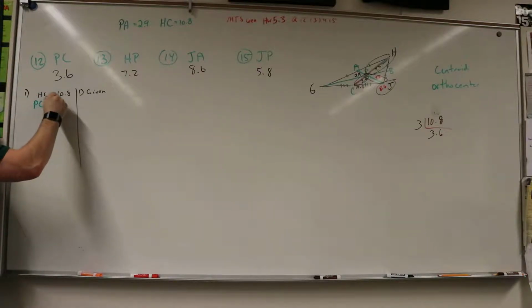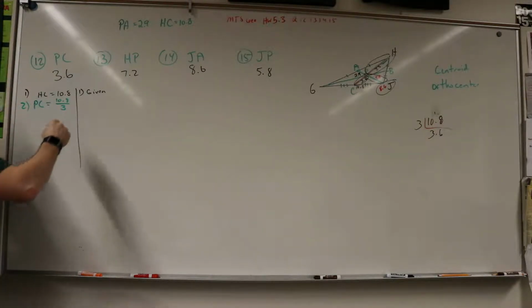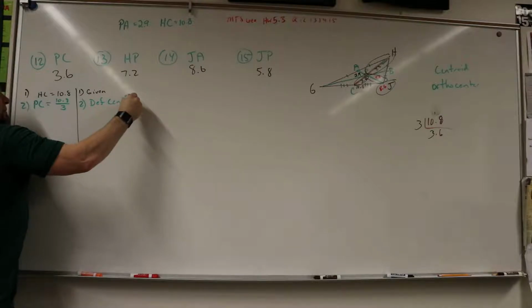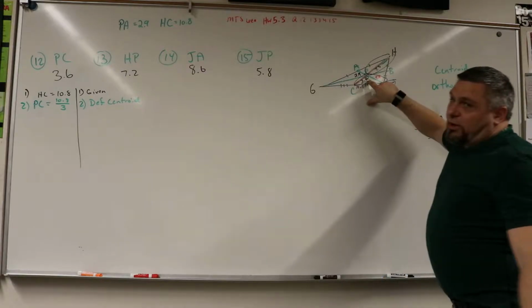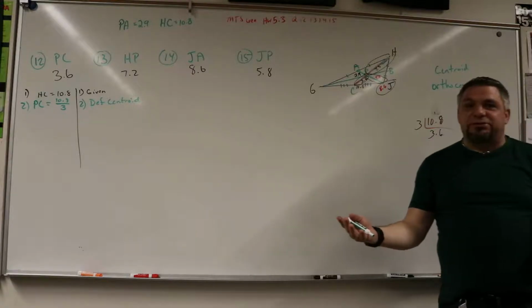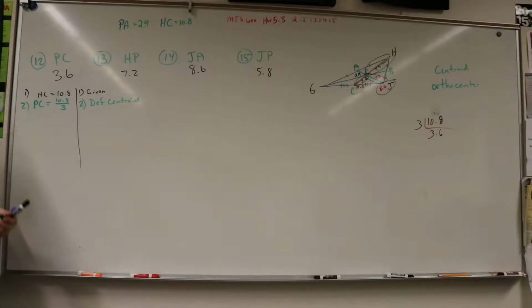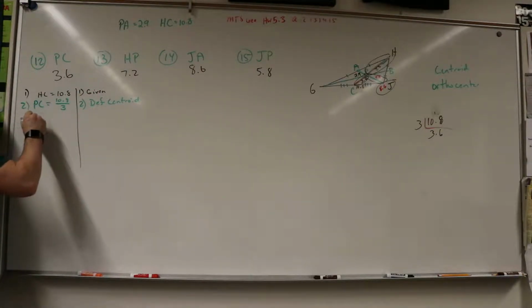PC is going to equal 10.8 divided by 3. Why? Because of the definition of a centroid. Remember, the centroid is 3 pieces. This is 1 piece, so I'm going to take it and divide it by 3. That's it. Definition of a centroid, right, Skylar? Is that what you got down? You understand it? Okay? So that gives you the answer, right? That tells you that you have 3.6 for PC.